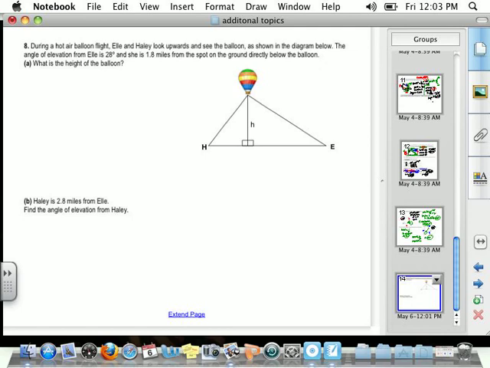All right, let's skip the next one. You guys can do it if you want, but we'll skip it. I think you're understanding it. Oh, I don't have it there. So we need to do the one with Haley and Elle.